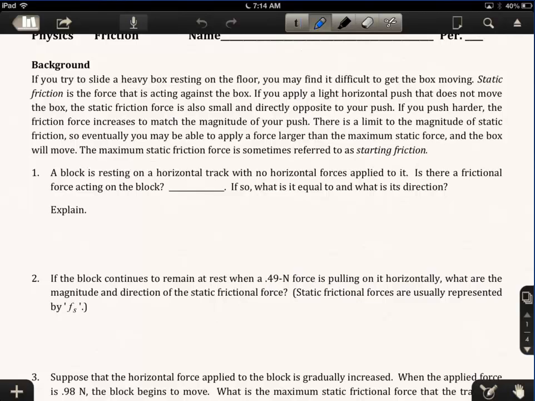So if the thing's not in motion and nothing's trying to make it move, there is no friction, which is what number one's getting at. If it's at rest and if there's no forces acting on it, then there's no friction because there's no need for friction. There's nothing trying to cause it to move.